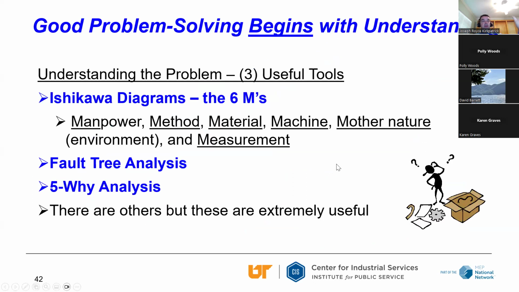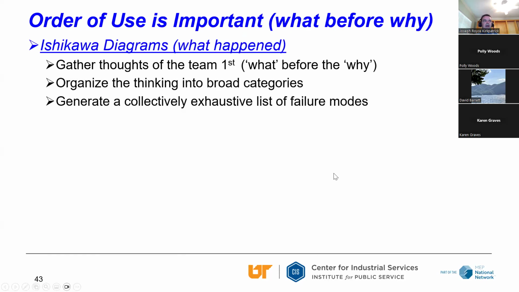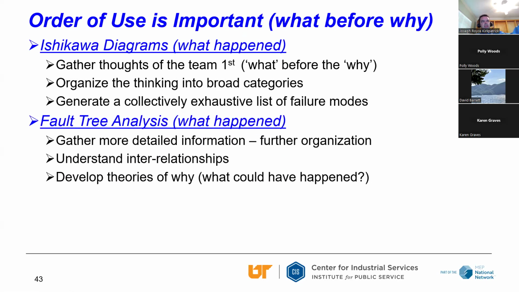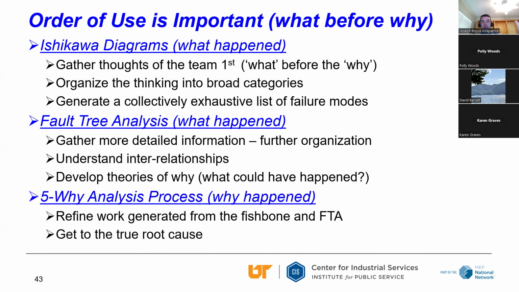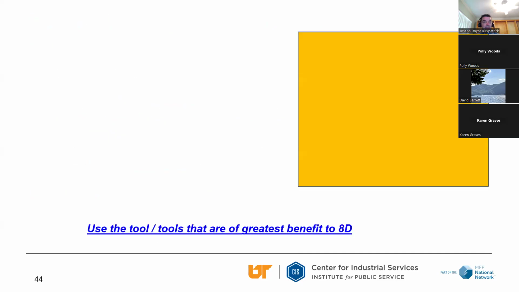Good problem solving begins with understanding. One way of understanding the situation is documenting the problems on an Ishikawa diagram, or utilizing a fault tree analysis, or utilizing a 5Y. All of these are very good, and you don't have to use all of them. But here's an example of one. You can use the Ishikawa diagram to define what's happened. Fault tree analysis is another analysis to define what happened. And 5Y analysis is why it happened.